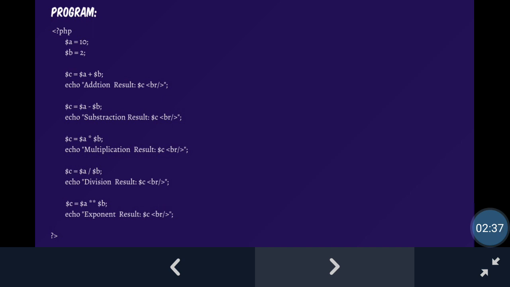So we are simply printing $C. Next is subtraction. Again here we have $C is equal to $A minus $B. So the subtraction result is stored in $C again. Next, multiplication. $C is equal to $A into $B, which is the multiplication result stored into $C and we are printing it. Next, $A divided by $B, again the result is stored in $C and we are just printing the division result. Next is $A double asterisk $B, which is an exponent, that is A raised to B, and the result again is stored in $C. This is a very simple program.